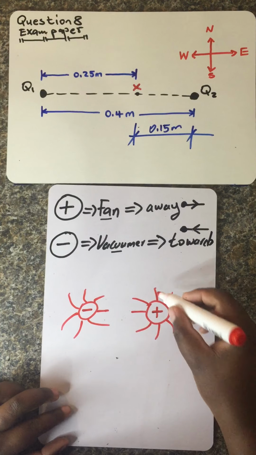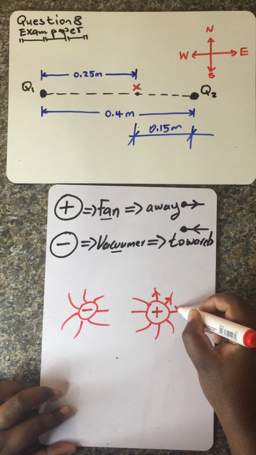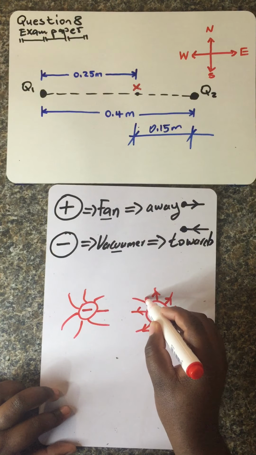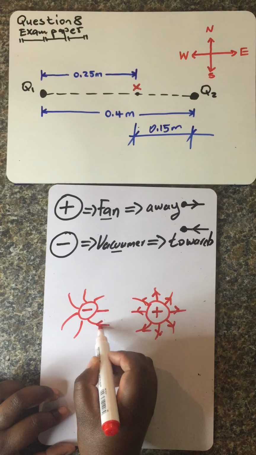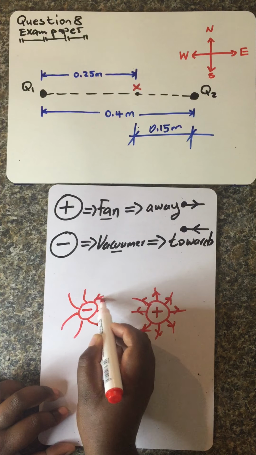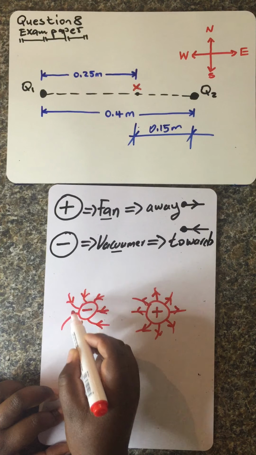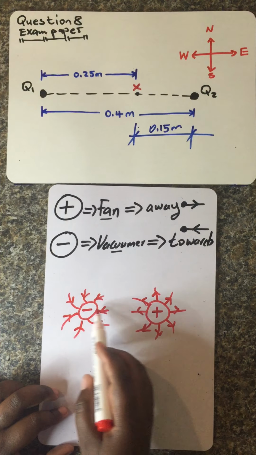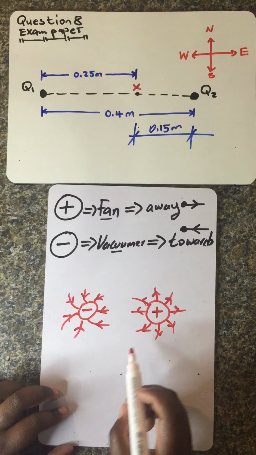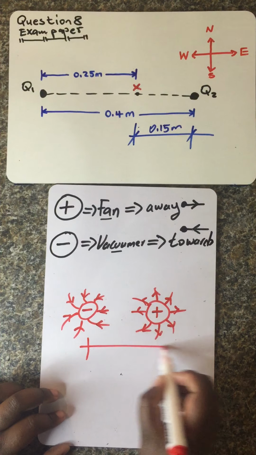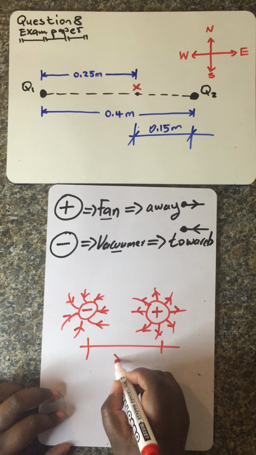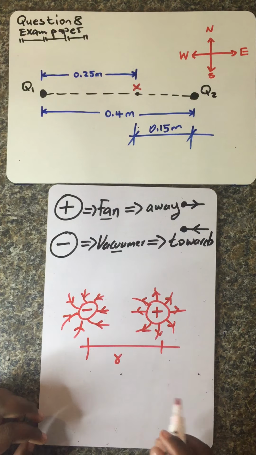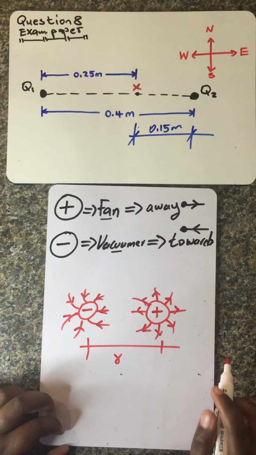Remember guys, positive is away. A fan blows wind away from the fan. A vacuum is pulling towards itself. Because these two things are closer to each other, ladies and gentlemen, as I've indicated, the distance is very much important, and that distance is referred to as r, which could be the radius or something.